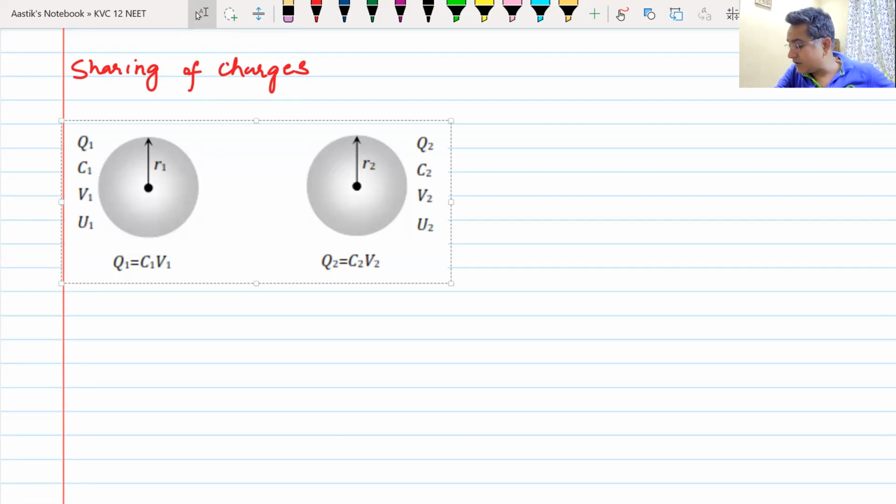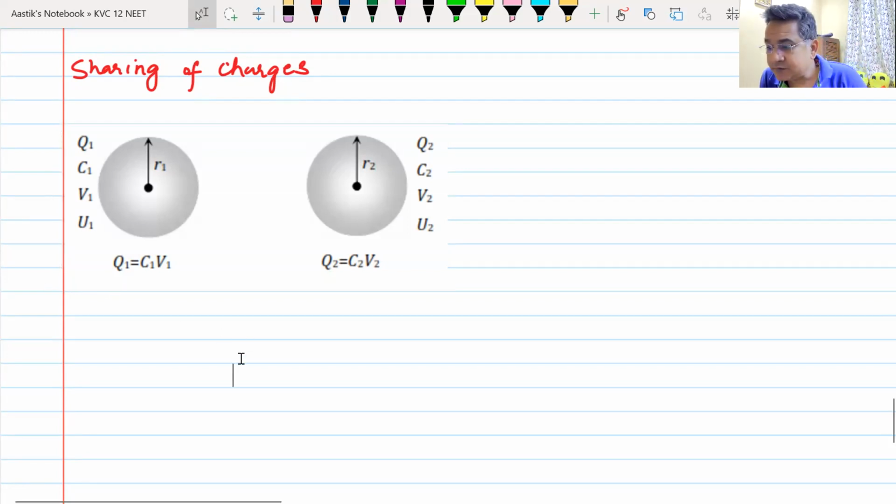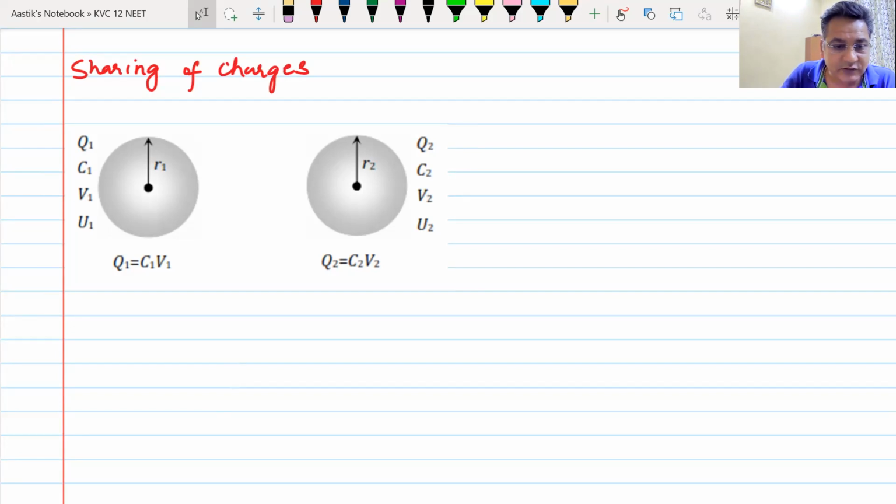You have two conductors which are isolated, conductor number 1 and conductor number 2. The radius of conductor number 1 is R1, the radius of conductor number 2 is R2. The charge is Q1, C1, V1, U1. Q1 is the charge, C1 is the capacitance, V1 is the voltage, and U1 is the energy. Do we understand this? Yes or no?